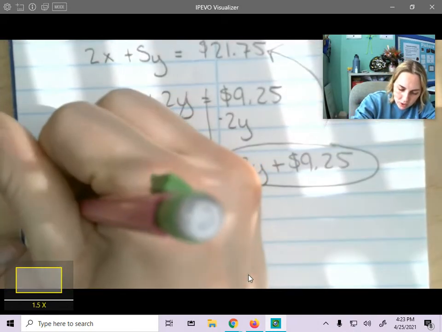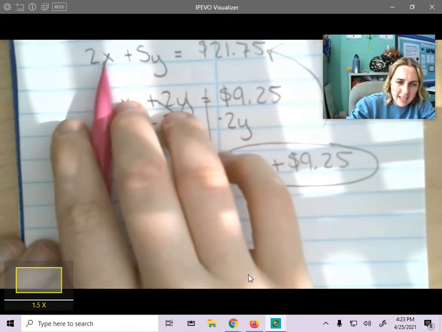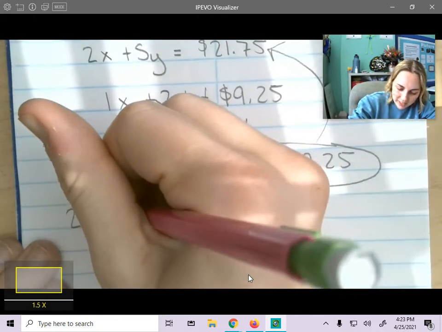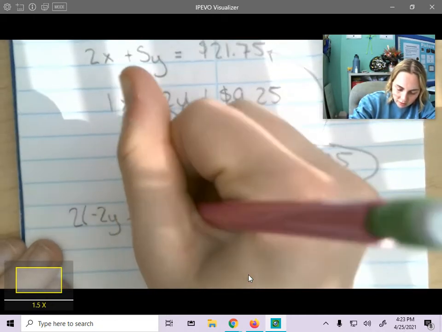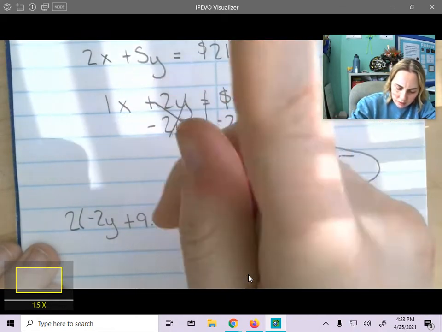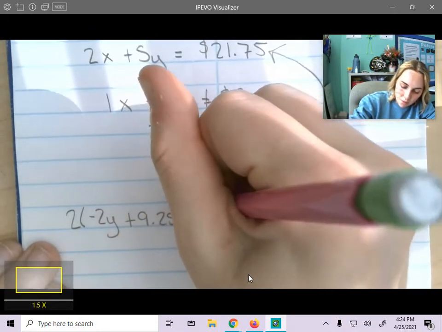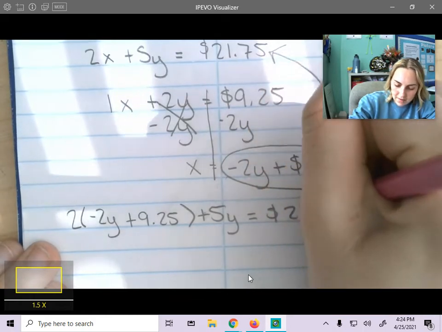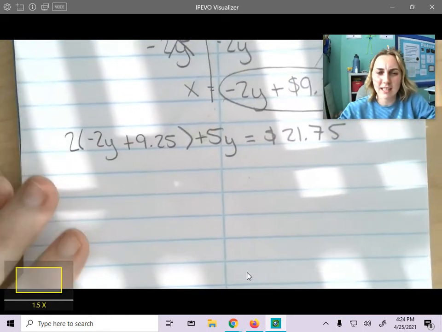We have 2x, my x value again is negative 2y plus 925, all right? And that is going to be equal to, plus 5y, and that's going to be equal to 21.75, all right? So now I'm going to solve a multi-step equation.